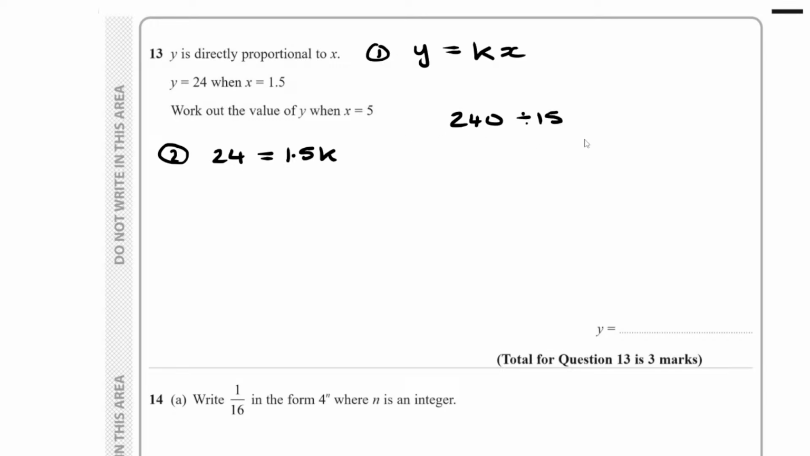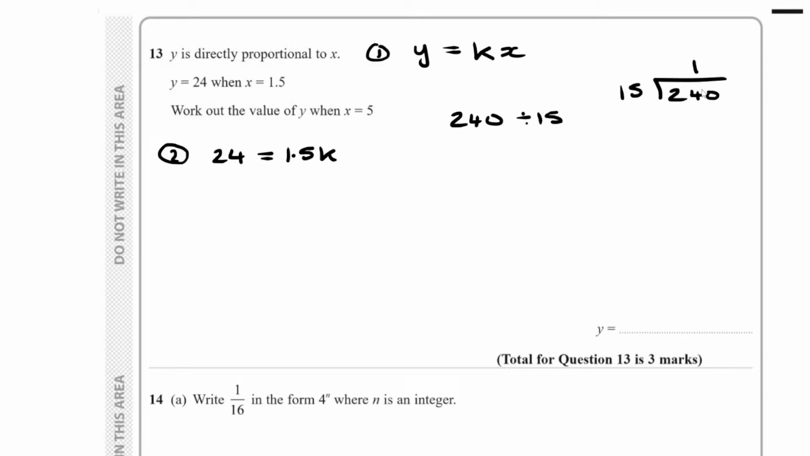See how I've multiplied them both by 10? You could do that. That might be easier to work out. And you could use, therefore, bus stop division. It's up to you. There's loads of ways to divide these things. So 15 obviously doesn't go into 2, so straight away to 24 it goes in once.